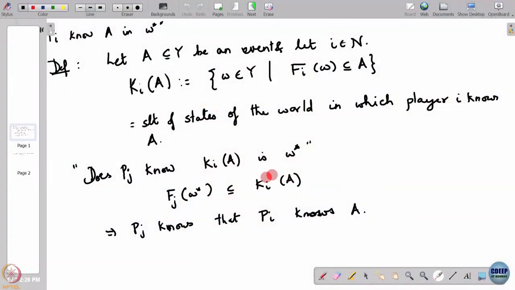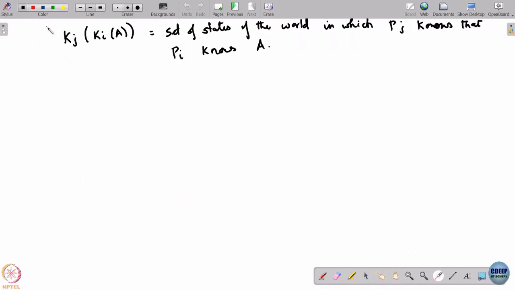So, Fj of omega star is a subset of Ki of A is simply saying that player J knows Ki of A in state of the world omega star. You can also write that. Let me write that here. Kj of Ki of A is the set of states of the world in which player J knows that player I knows A. Right.